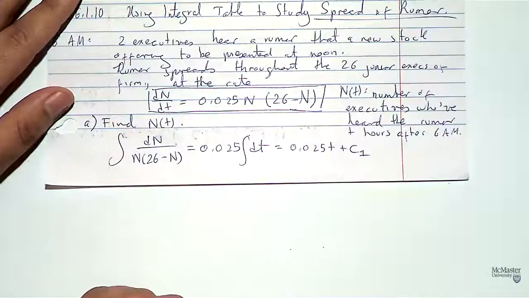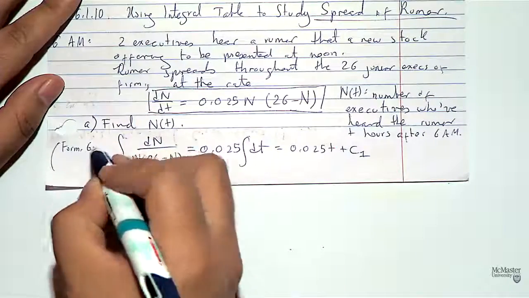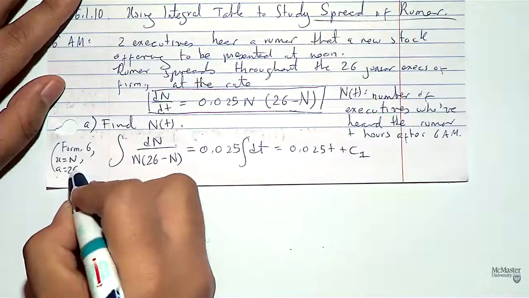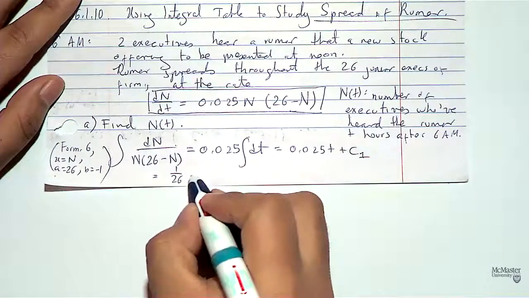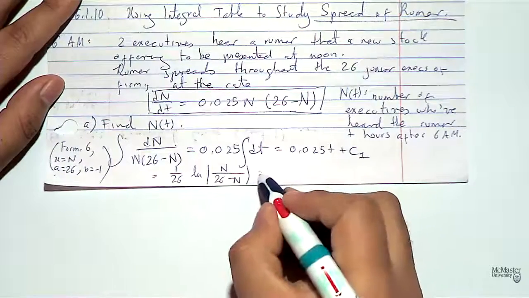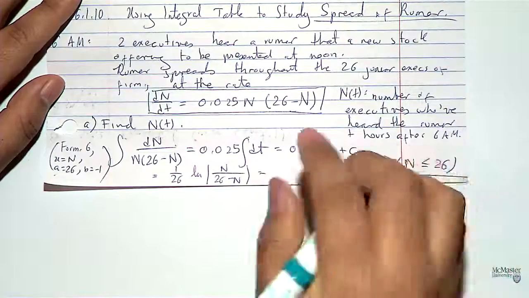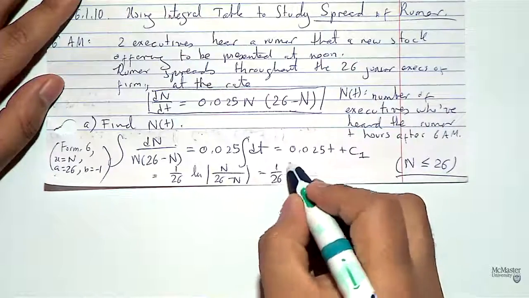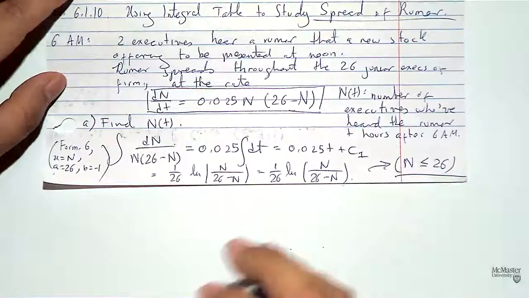Of course, what is indicated in the textbook is that you could look at formula 6 with the values u equal n, a equal 26, b equal -1. That would be equal to 1 over 26 natural log of the absolute value of n divided by 26 minus n. And what you know by assumption is that n is less than or equal to 26, because that is the number of executives, so that's why it was chosen as the carrying capacity. So this is 1 over 26 natural log of n divided by 26 minus n, and you don't need the absolute value precisely because of this constraint.